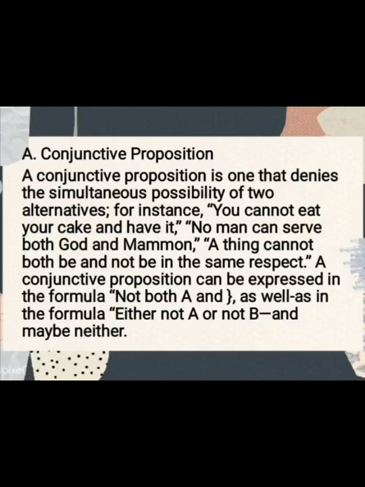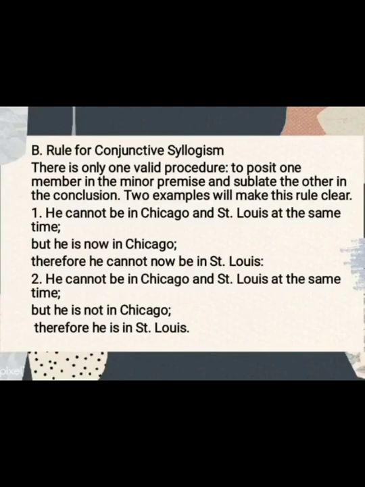Rule for conjunctive syllogism. There is only one valid procedure: to posit one member in the minor premise and sublate the other in the conclusion. Two examples will make this rule clear. He cannot be in Chicago and St. Louis at the same time, but he is now in Chicago. Therefore, he cannot now be in St. Louis.